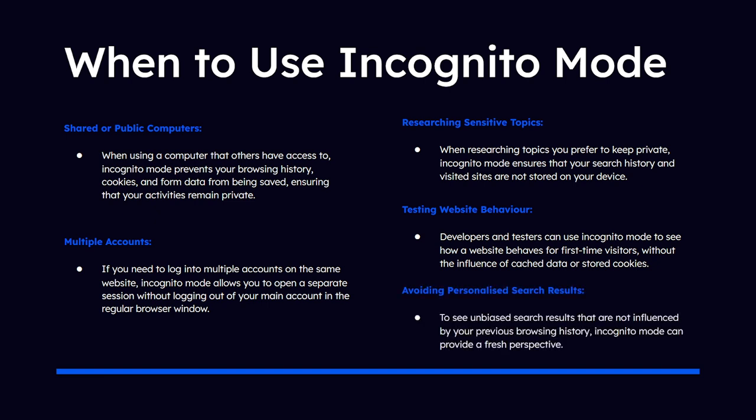And also, avoiding personalized search results. See unbiased search results that are not influenced by your previous browsing history. Incognito mode can provide a fresh perspective. That happens sometimes where Google might give you search results that are based on things that you have previously shown an interest towards, or that you're inclined towards. But in incognito mode, it has more of a neutral search results function that returns just a neutral aspect.